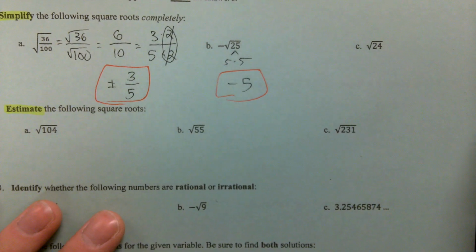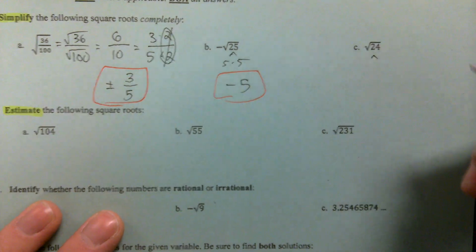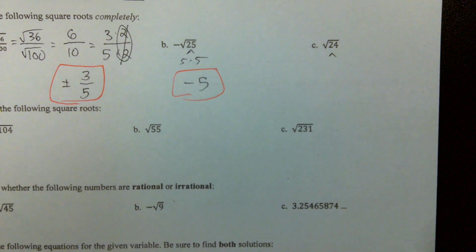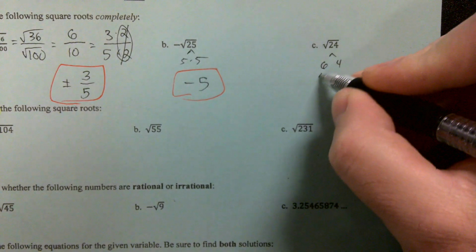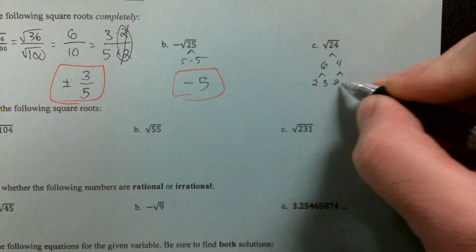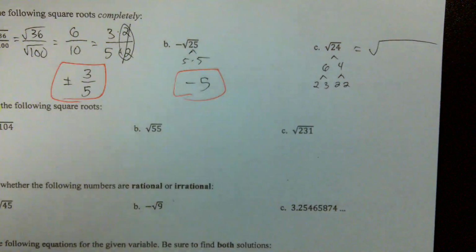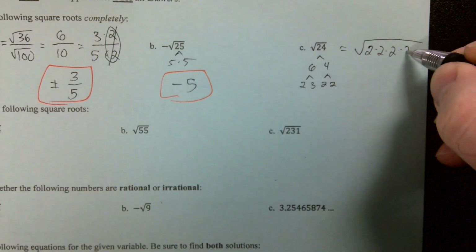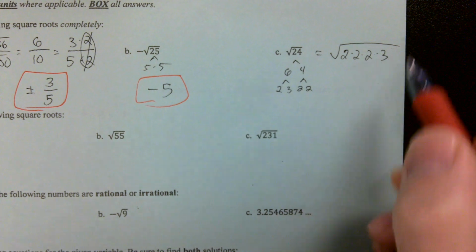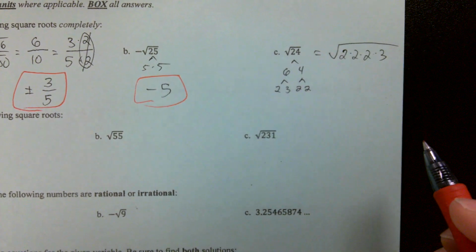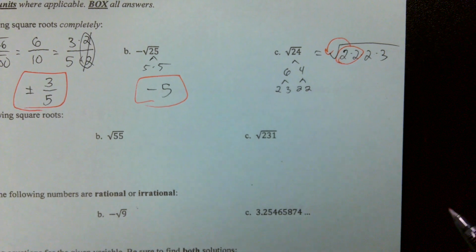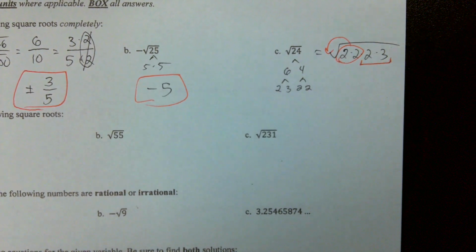C, again, just like the warm-up, 24 is not a perfect square. I can factor tree this out. What two numbers multiply to give me 24? 6 and 4. 6 is 2 times 3. 4 is 2 times 2. I'm going to set this up: 2 times 2 times 2 times 3. Are there any pairs I can circle up here? A pair of 2's, good. Bring those out in front. What gets left behind? A 2 and a 3.